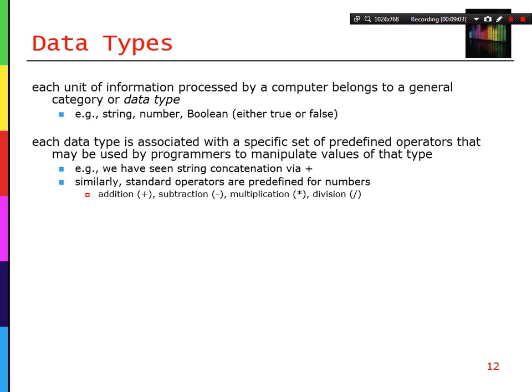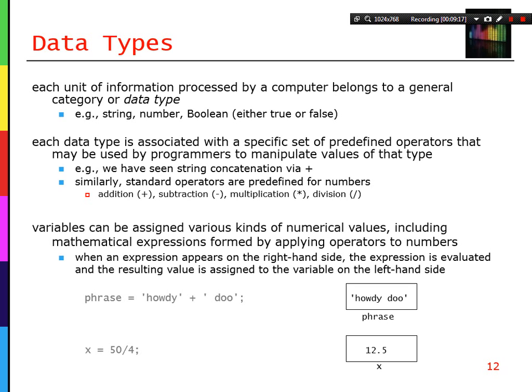Importantly, to computer science, each unit of information processed by a computer belongs to some data type. It's either a string, a number, or a Boolean. In JavaScript, it's what we call loosely typed, so you don't have to specify which one of these data types it's going to be. However, once you do specify one, for example, phrase equals howdy plus do, that is now going to be considered a string, in other words, a phrase. Whereas if we say 50 divided by 4, that is now going to be storing a number. So whatever you put into it is what the variable type becomes in JavaScript.